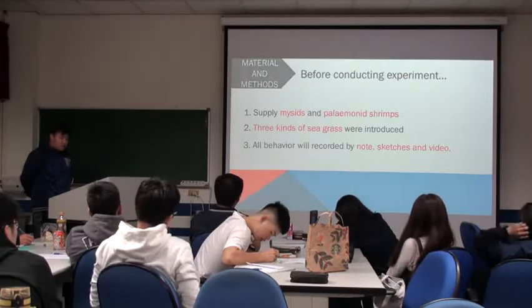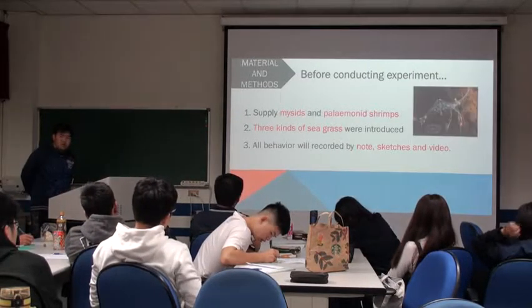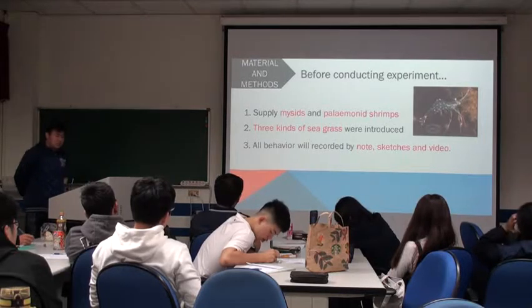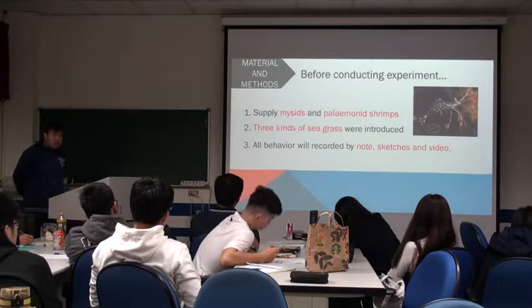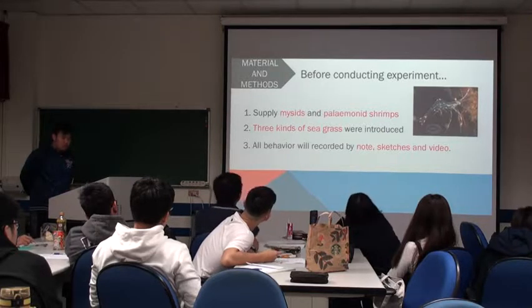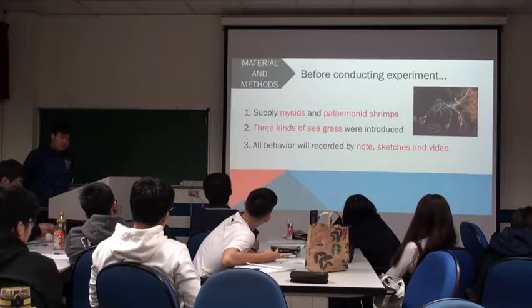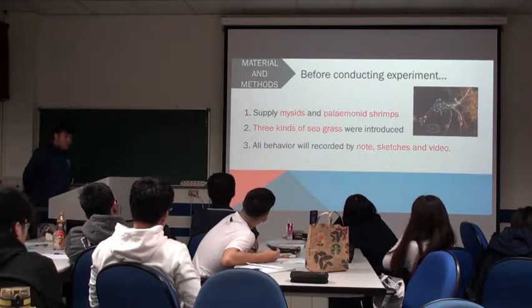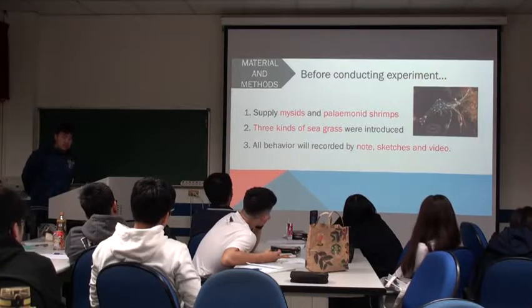First, we supplied mysid and palaemonid shrimp, a kind of shrimp that is also found in their habitat and is their main food resource. Second, 3 kinds of seagrass were introduced so the squid had a place for shelter and a place to spawn. Lastly, all behavior was recorded by notes, sketches, and video.